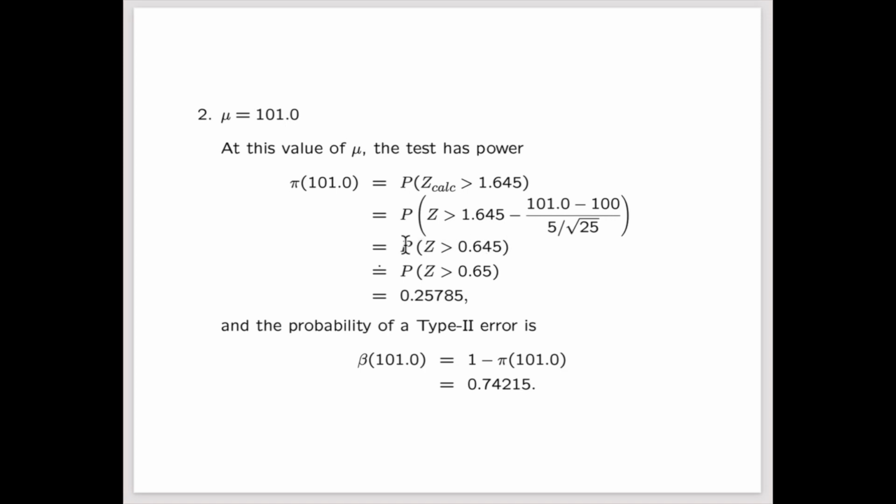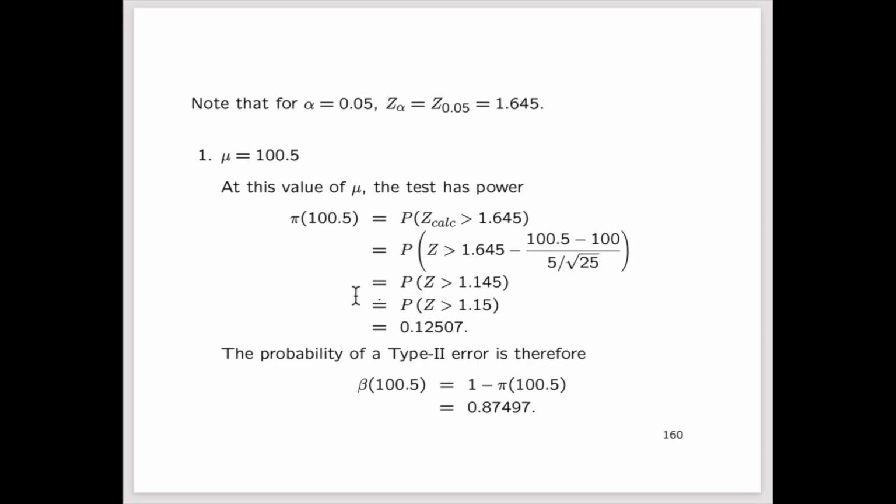Notice that when I use that approximation, I'm saying that the probability that the standard normal random variable is greater than 0.645, which is equal to the power that I'm looking for, is approximately equal to the probability that z is greater than 0.65. So I am acknowledging the fact in these calculations that the value that I'm getting by rounding this z value is approximate. It's not the exact value. And I use that same notation here. You see the dot equal.